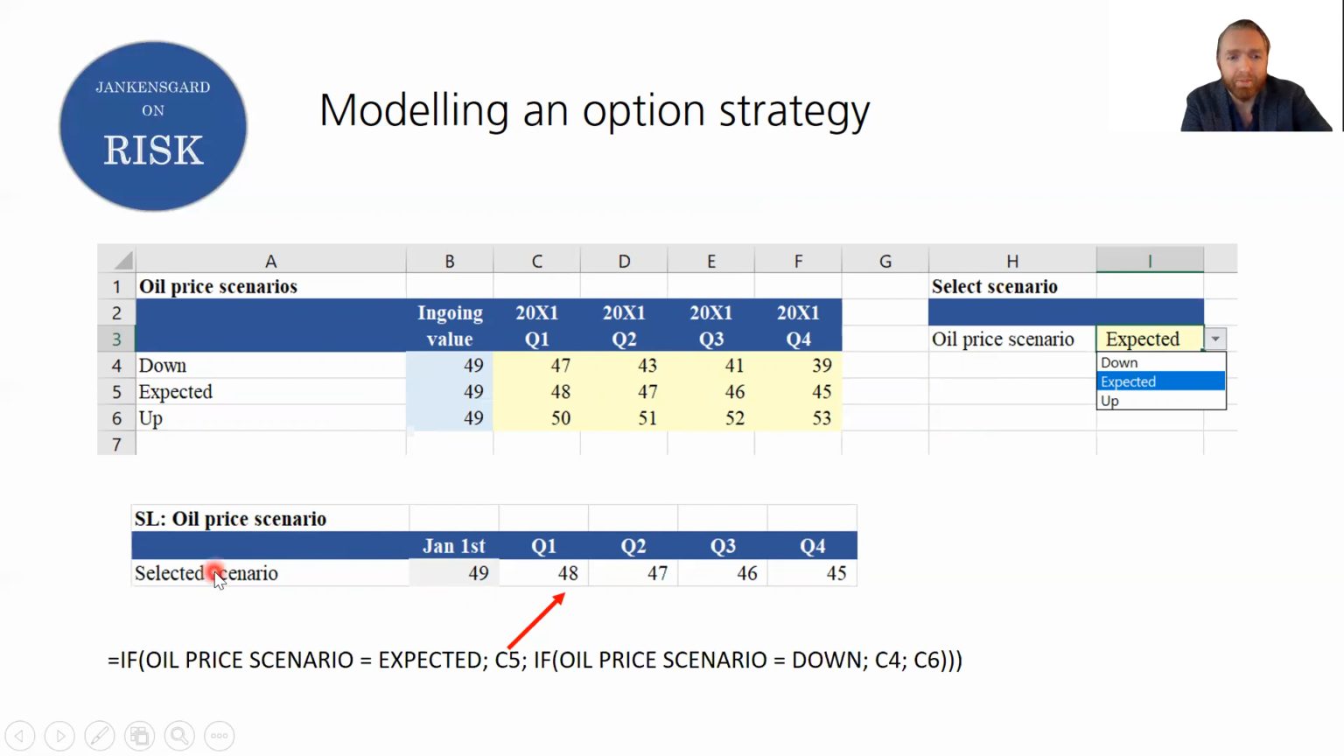Right? So you have a selected scenario over here where there's user control. So if the oil price scenario is the expected, it will pick C5, which is over here, right? And then you drag the formula out. This is a nested if statement, so that if this is not true, then there's another if. So if the oil price scenario that you've indicated is down, it will fetch this value. And if that too is false, then it will take the remaining option here, which is the up scenario.